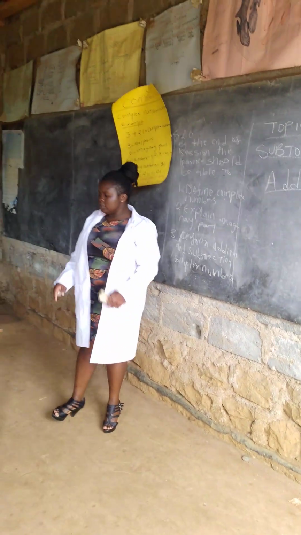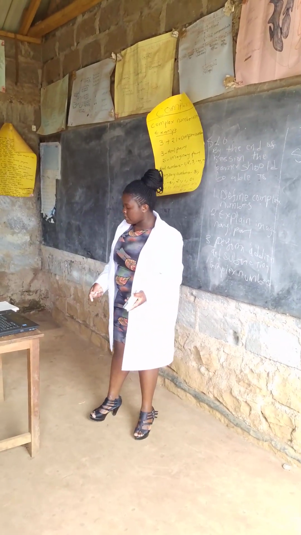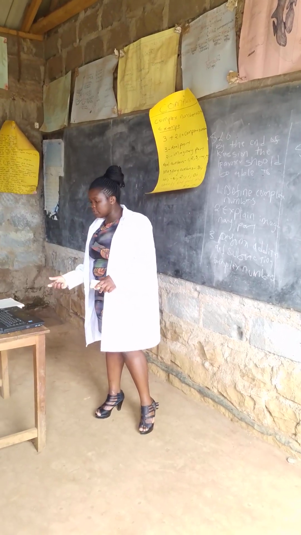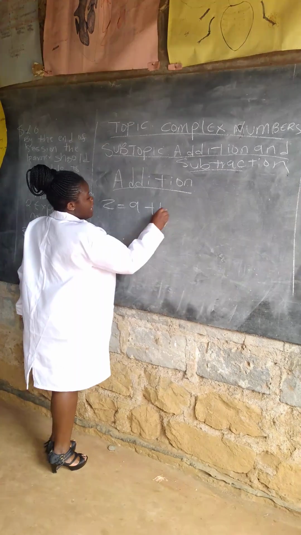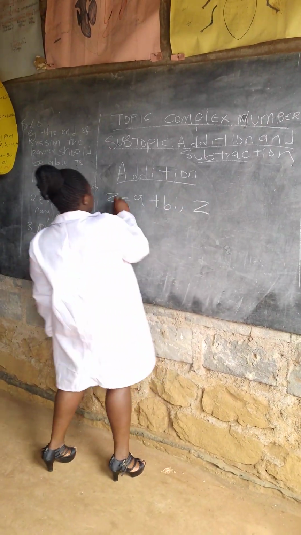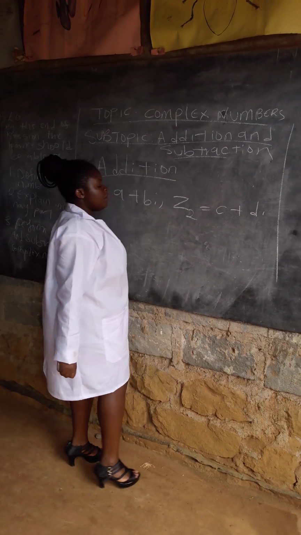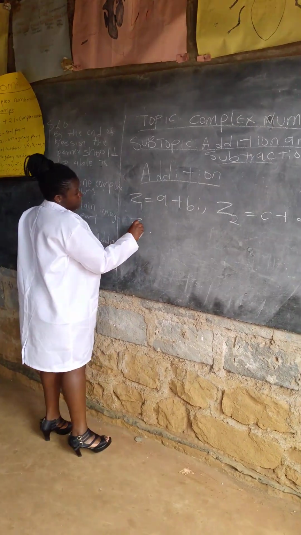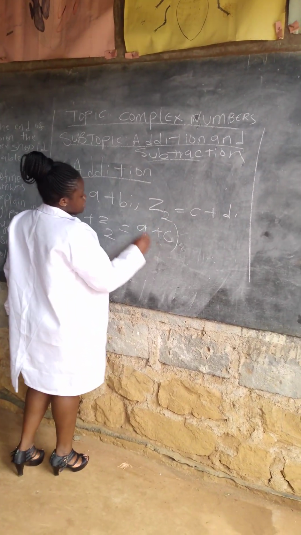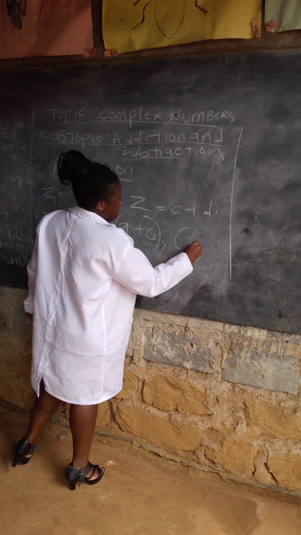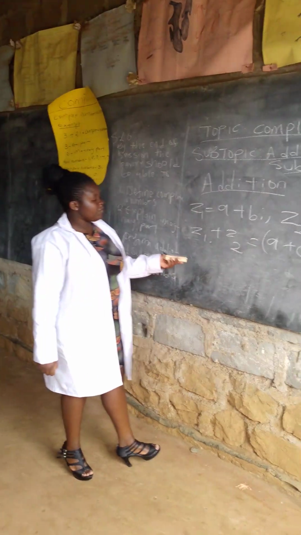So we can add two complex numbers. We take the real parts and add them together, and we also take the imaginary parts and add them together. For example, Z1 is given by a plus bi, and Z2 is given by c plus di. To add Z1 plus Z2, we take a plus c, that is the real part, and bi plus di. That is how we perform addition of complex numbers.